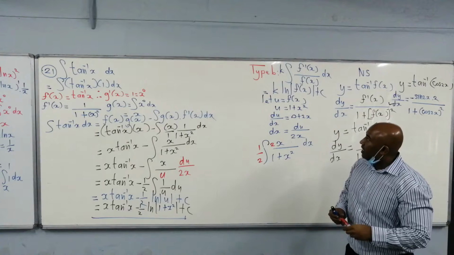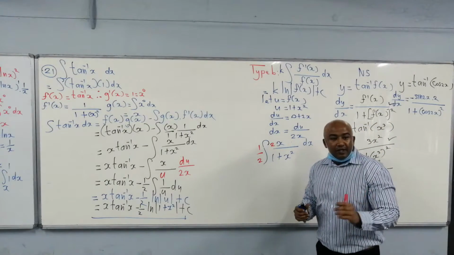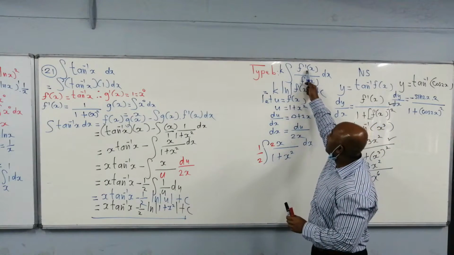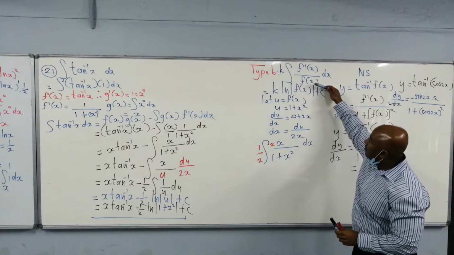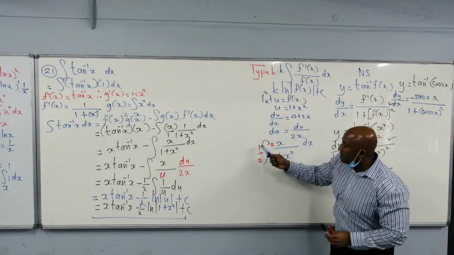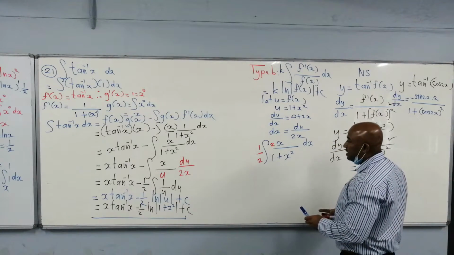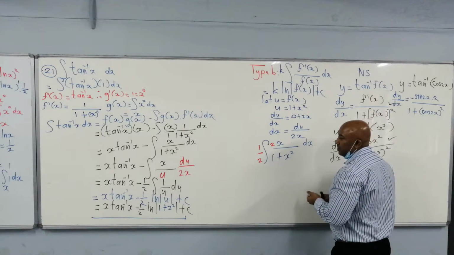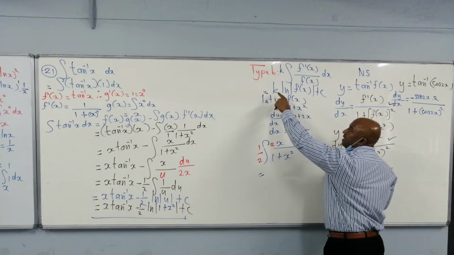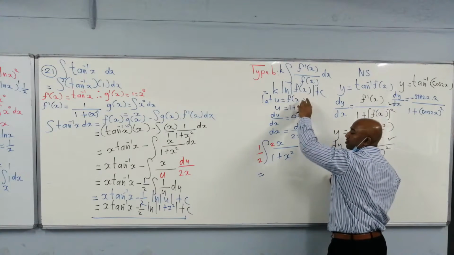So now I have a perfect situation. What is the perfect situation? I got my f prime x on the top. I got my f of x, and k is just a number in front here. Can you see that? So if I want to do this in one step, this is exactly how I do it. So now the answer is k ln absolute value of x.